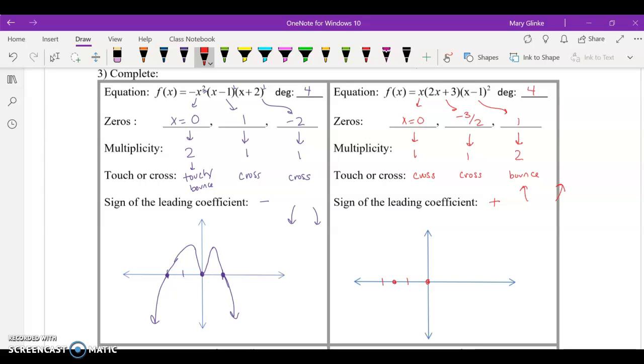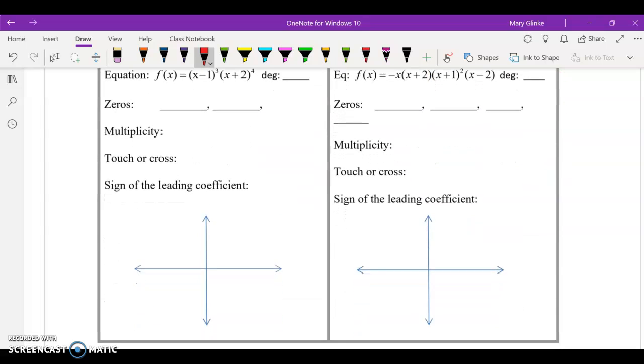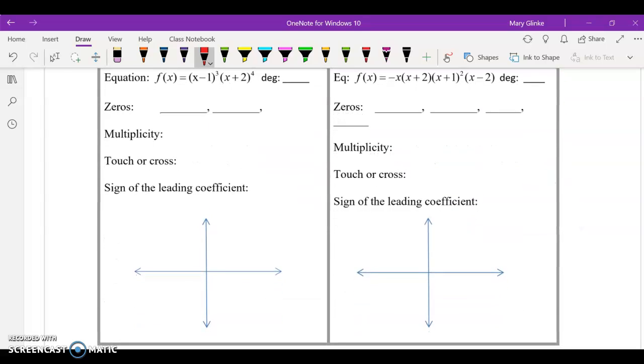So I can go ahead and graph these then, knowing that on the left and the right, my graph is going to point up. At -3/2, I cross. At 0, I cross. And at 1, I bounce. So that's the gist of it. Go ahead and pause the video, try the next 2 problems, and then come back to the video to check your work.